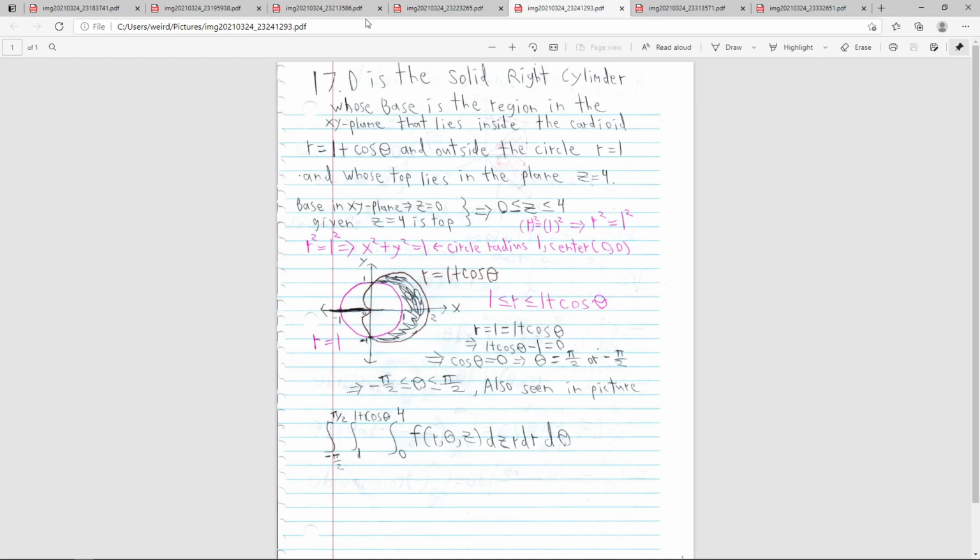Next, D is the solid right cylinder whose base is the region in the xy plane that lies inside the cardioid r equals 1 plus cosine theta and outside the circle r equals 1, and whose top lies in the plane z equals 4. So the base in the xy plane, again, I take that to be the clue for z equals 0. And given z equals 4 is the top, so 0 is less than or equal to z, less than or equal to 4. It's very clean.